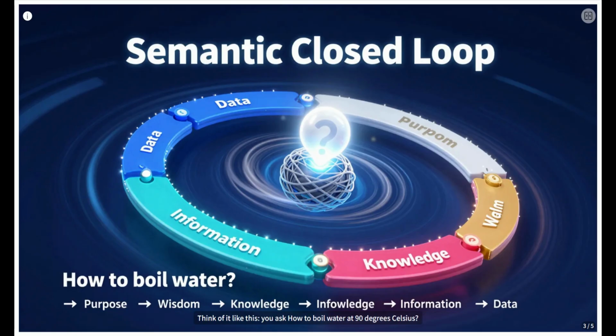Think of it like this. You ask how to boil water at 90 degrees Celsius. Your purpose is accuracy. Wisdom says you need a reliable indicator. Knowledge tells you about boiling stages. Information might be observing bubbles. And the data is actually seeing those bubbles. See how it flows. From the high-level goal down to the raw observation and back up again. Expressing the problem clearly is often half the solution because the structure of the question already maps out the steps needed to close that loop.